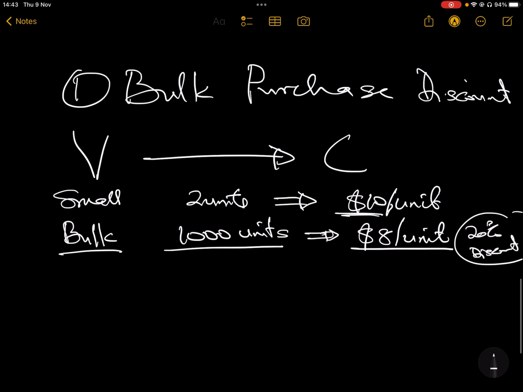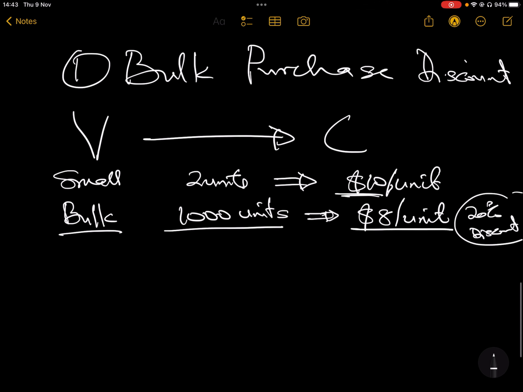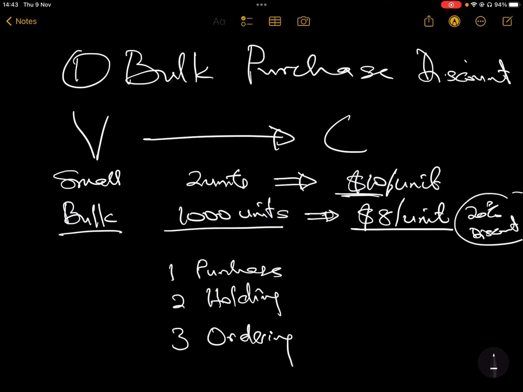So, but it's interesting. It looks attractive, right? But remember, out of the three costs that we have mentioned, purchase cost, holding cost, and ordering cost, by taking this discount, definitely your purchase cost will come down because the price has come down. But what happens to holding cost? Holding cost will go up because you have more inventory to keep.